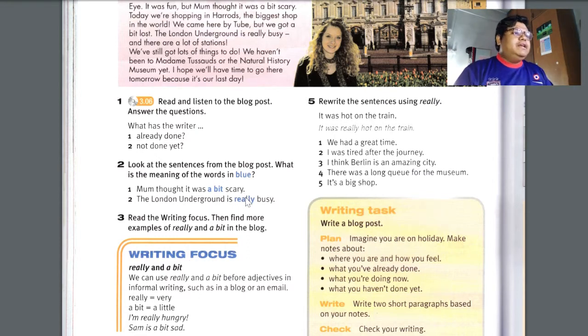Okay, really is to emphasize, untuk memberikan gambaran bahawa tempat tu memang, it's really big, it's really busy, so the place is very crowded. So really is equal to very. Kalau a bit tu is equal to quite. So aside from a bit, you can also use quite scary. Aside from really, you can also use very.